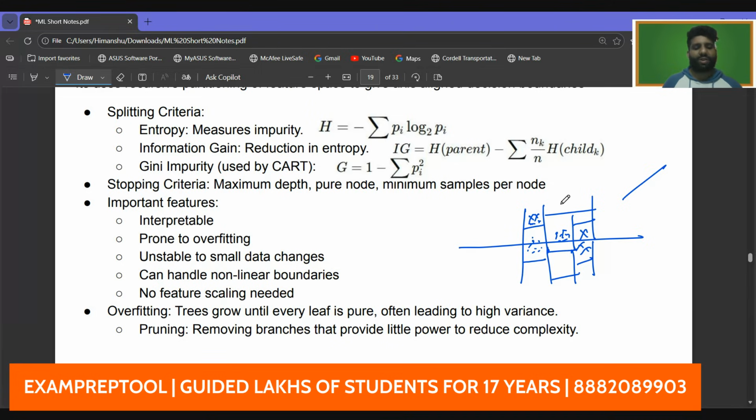Overfitting: the tree goes on until every leaf is pure, often leading to high variance, you know that. That's where pruning comes into the picture, and pruning is based on this idea: minimum samples per node, or we can just specify the minimum information gain I want for each split. All that can be used for pruning.